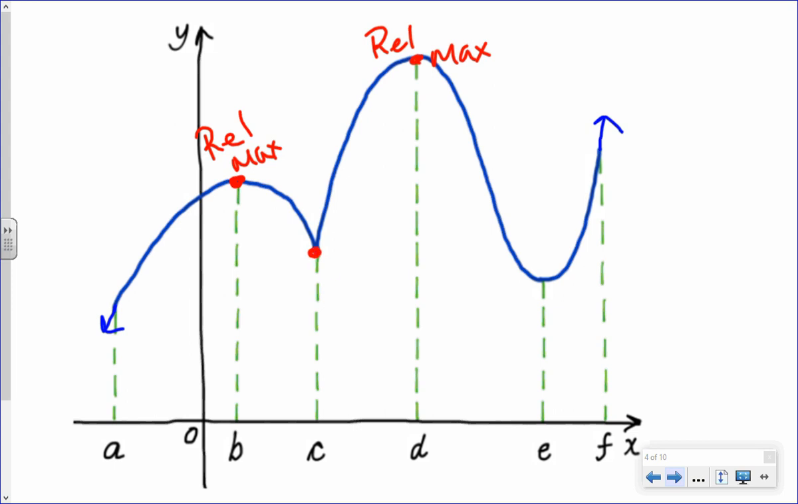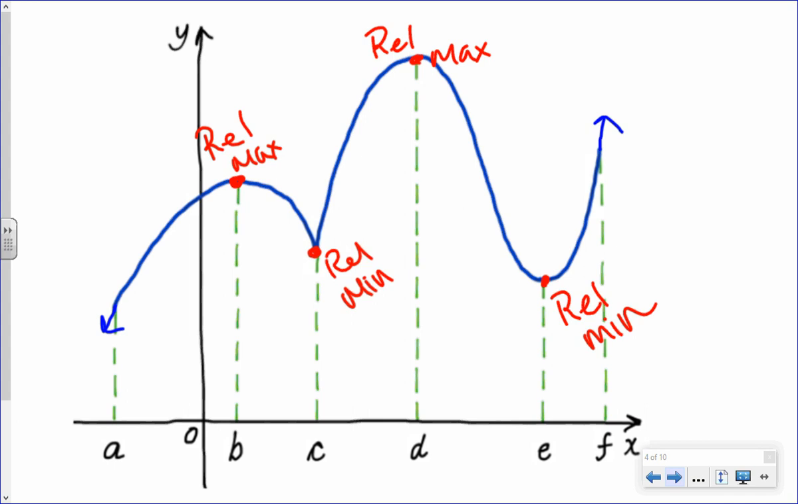Okay, pod 4, where do we have relative minimums? C and E. What's true about the derivative at E? 0. What's true about the derivative at C? It's undefined. Okay, very good.